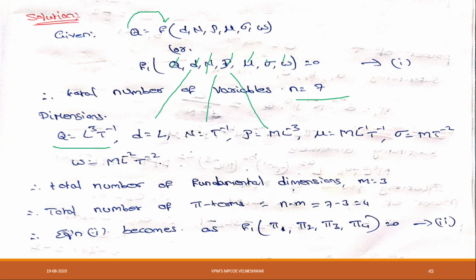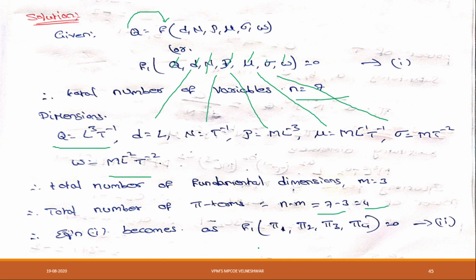Rho is equal to M into L power minus 3. Mu is equal to M power 1 into L power minus 1 into T power minus 1. Sigma is M into T power minus 2. And w is M into L power minus 2 into T power minus 2. Now by seeing all the dimensions, how many fundamental dimensions are we having? Mass, length and time. So the number of fundamental dimensions m is equal to 3. Therefore the number of pi terms is equal to n minus m, that is 7 minus 3 is equal to 4.